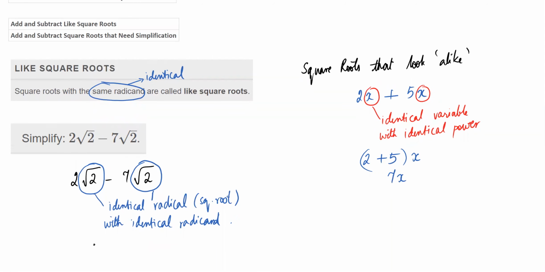Yes, we do. So just like the like terms we did, we are just going to collect these coefficients, okay, and simply put the square root of 2 next to it. So you're only dealing with the numbers, you're not really dealing with the square root itself. So 2 minus 7 is negative 5 with the square root of 2. And that is your answer. Okay. It looks a little more complex than what we're used to, but that's only because of the square root of 2 not being a perfect root.